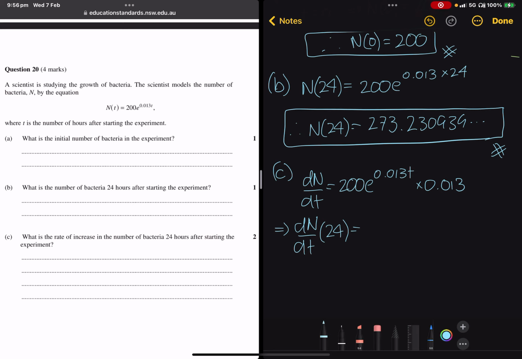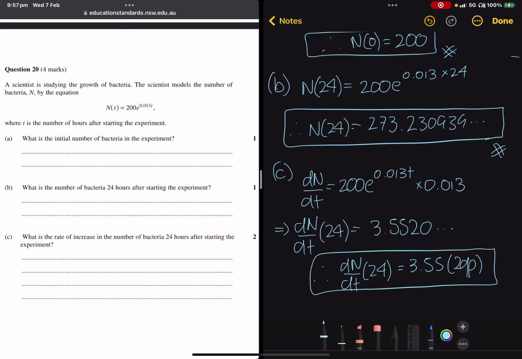So we need dn/dt when t is 24. This is equal to the number we just found multiplied by 0.013. So 273.230939 times 0.013. My calculator tells me this is 3.5520... It doesn't tell us how to round this, so we can just leave it in this form. We can say dn/dt when time is 24 is equal to, we might round it to 2 decimal places, 3.55 to 2 decimal places. And this is the answer to part C.